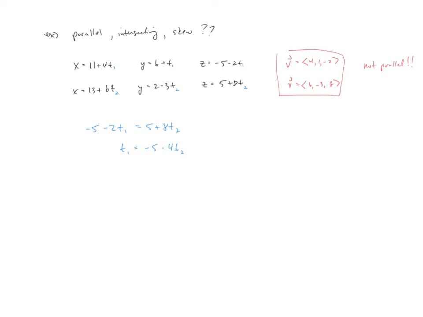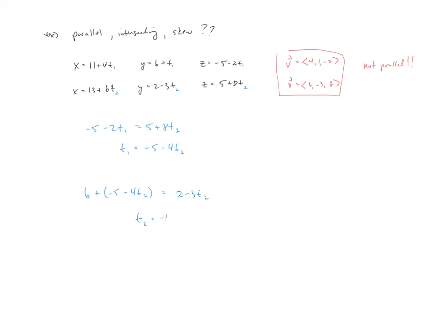So now I'll take that and substitute it in here. My t sub 1 is going to be this, which means that my y is going to be 6 plus -5 minus 4t2. And then I'll set it equal to this right here, the 2 minus 3t2. And so now that's going to allow me to solve for t2. I'll spare you a little bit of algebra, and we'll see that t2 is going to equal -1.